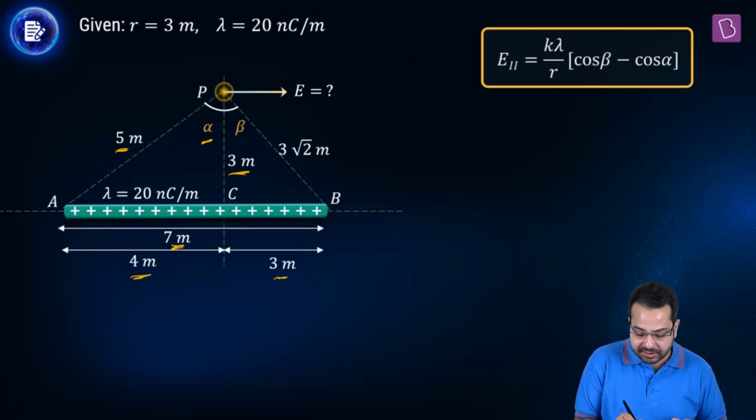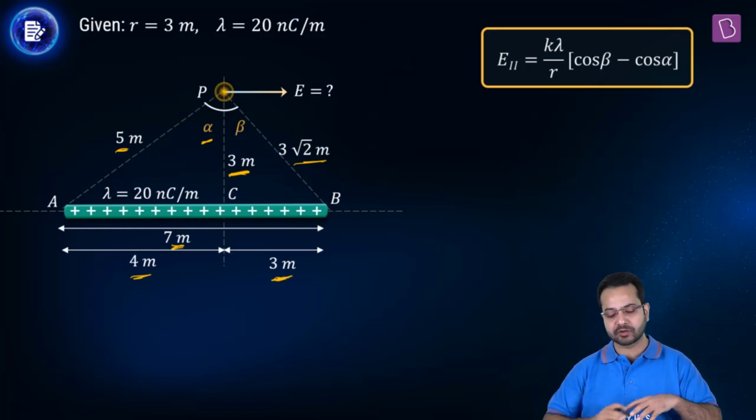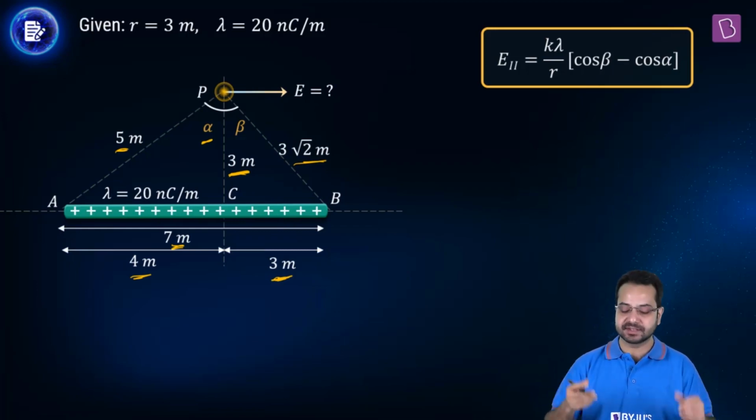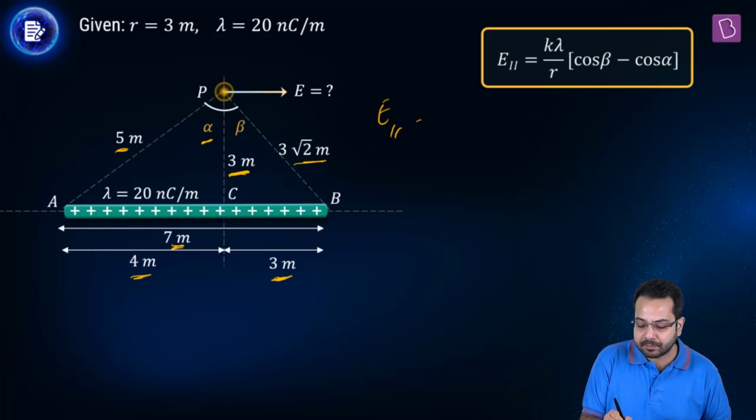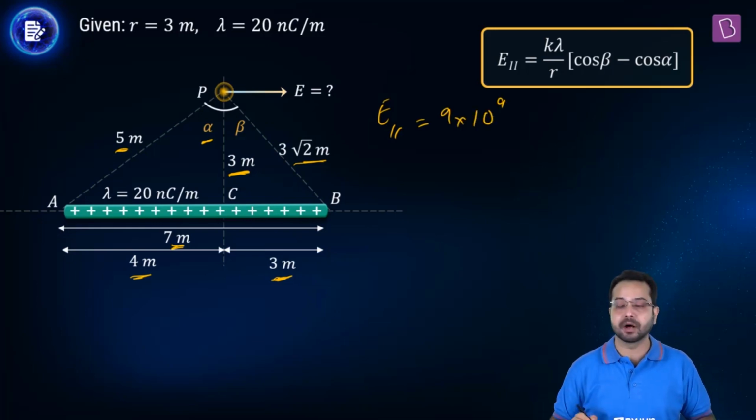Similarly for beta, this length is 3 meter. This length is also 3 meter. So this length is going to become 3 root 2 meter. Okay, so we have everything. All we need to do is substitute. Alright, so E parallel is equal to K. What is the value of K? 9 into 10 to the power 9.